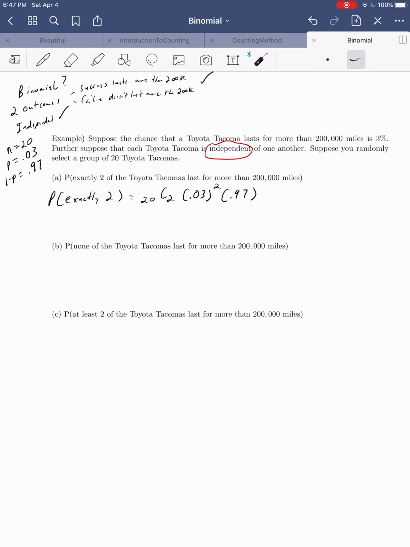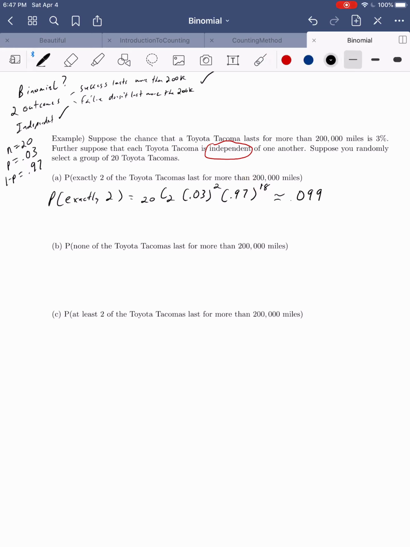How many failures? Well, 2 successes, 20 trucks overall. That means we have to have 18 fail. Let's go ahead and multiply that out. 20C2 times 0.03 squared times 0.97 to the 18. And you should see that that comes out as about 0.099. So there's about a 10% chance, just a little under 10% chance, that 2 out of the 20 trucks would last more than 200,000 miles.